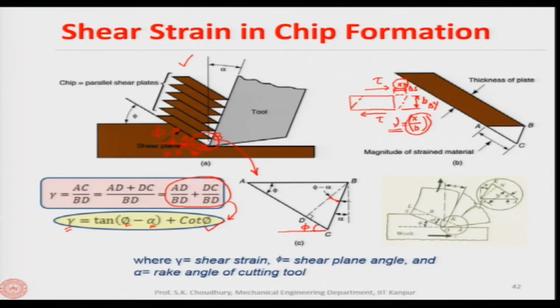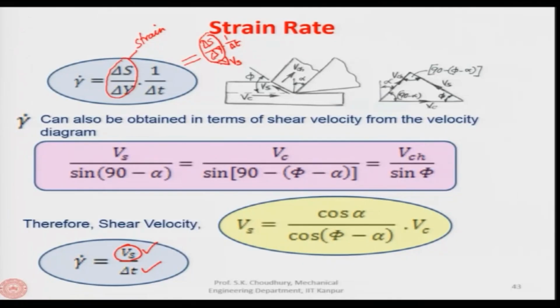Similarly, we can find out the value of the shear strain, because now we know phi, this is the shear plane angle, and alpha, of course, as I said, this is the rake angle, which is known because the tool is known to us. And therefore, the strain rate as well can be found out from this relationship. That means these are the parameters which can be easily found out analytically after FC and FT are determined from the Merchant circle diagram.